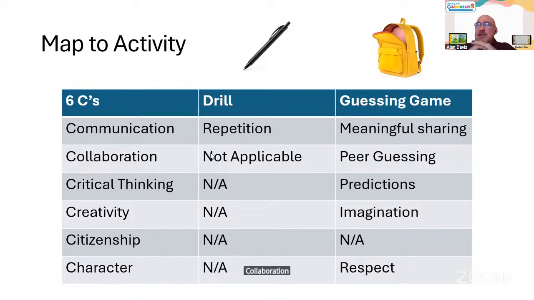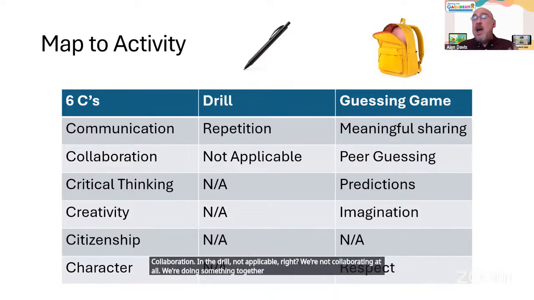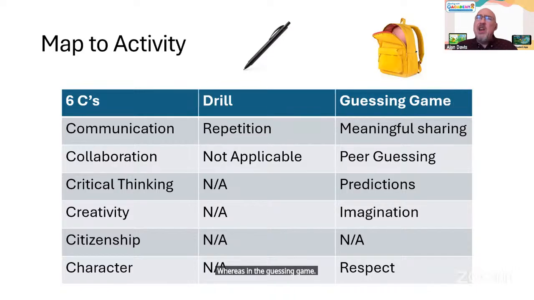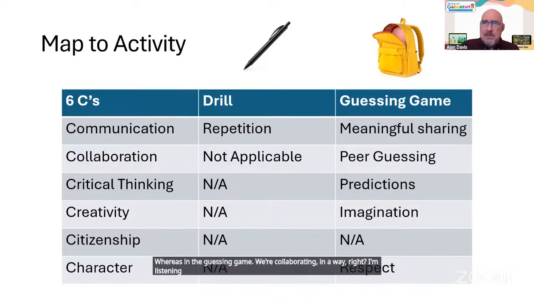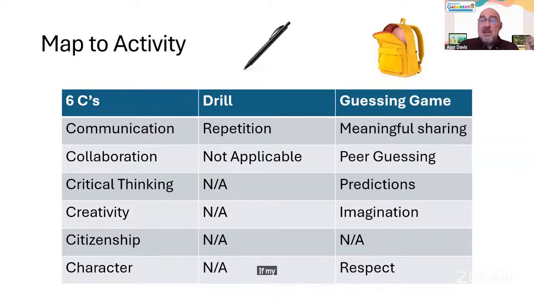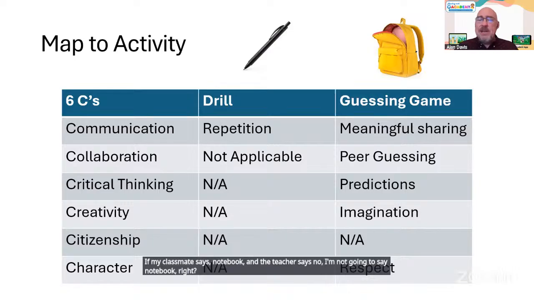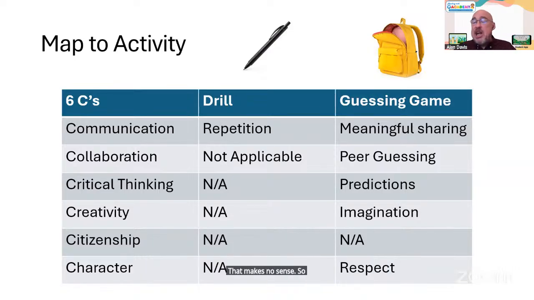Collaboration. In the drill, not applicable, right? We're not collaborating at all. We're doing something together, but we're not collaborating. We're not working towards a goal. Whereas in the guessing game, we're collaborating in a way, right? I'm listening to my classmate. If my classmate says notebook and the teacher says no, I'm not going to say notebook, right? That makes no sense. So we're collaborating in a sort of a way, right? We may even be asking our classmate, what do you think it is? Something like that.